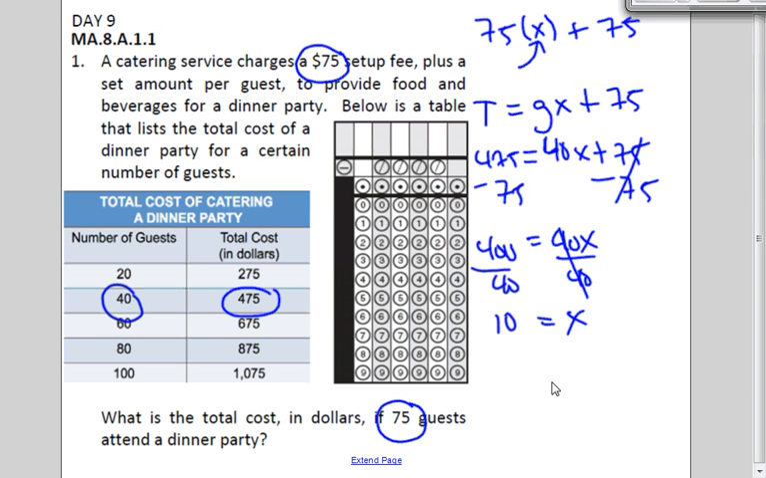Now that we know that 10 is equal to x, all I have to do is take that information and plug it in. So 75 times 10 plus the 75 will be 750 plus 75. And so 750 plus 75 is 825. And as always, bubble in your answer choice.